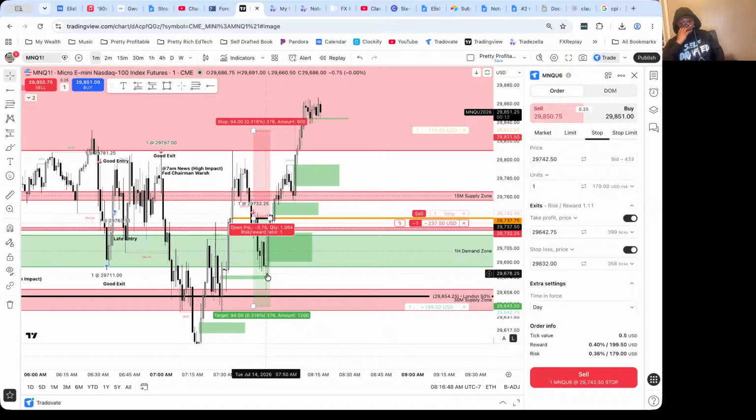Trailing my stop to break even, I think that I could have been out of this trade at break even and I wouldn't have lost nothing.